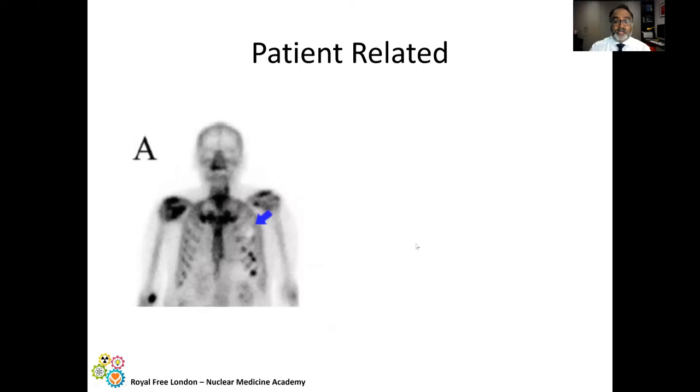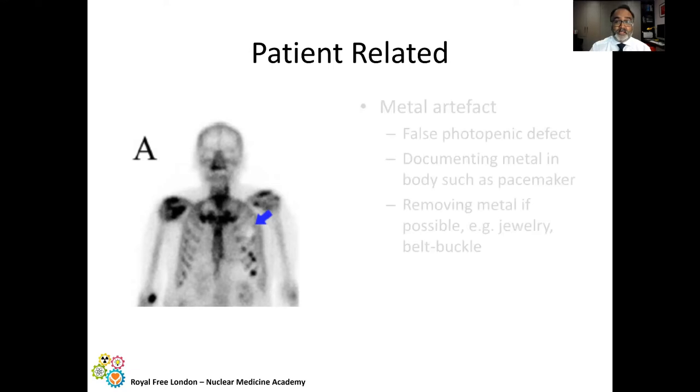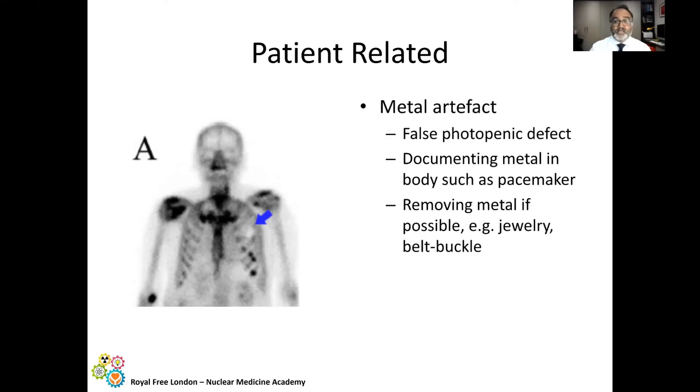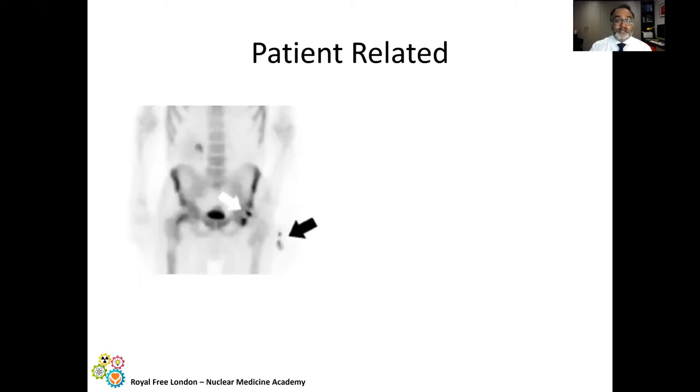Here we've got a nice image of the chest where you've got this photopenia over the area over the left chest wall. This is a classic appearance of a pacemaker and is related to some sort of metal artifact. It can be a pacemaker, it could be jewelry, or someone's put something in their pocket that is causing a photopenic defect. We often see it with things like belt buckles. If you see it, again, perform a static, having removed the metalwork.